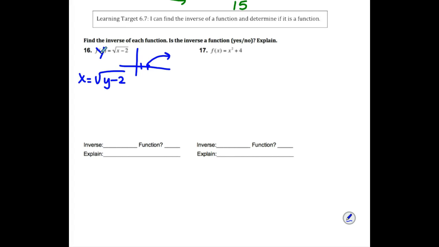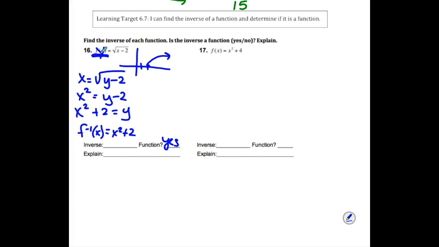To solve that for y, we're going to square both sides. And then we're going to add 2 over. So we have x squared plus 2 equals y. Is that a function? Yes? If it's a function, then instead of y, I would say f inverse of x. Okay? Go back to the original function, which was f of x. Now say I'm finding its inverse. So its inverse is x squared plus 2. You said it is a function.